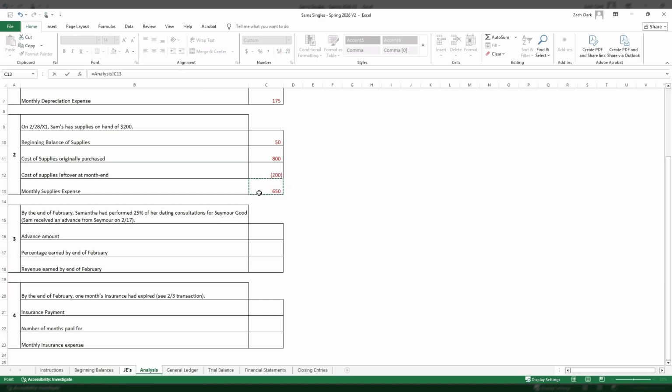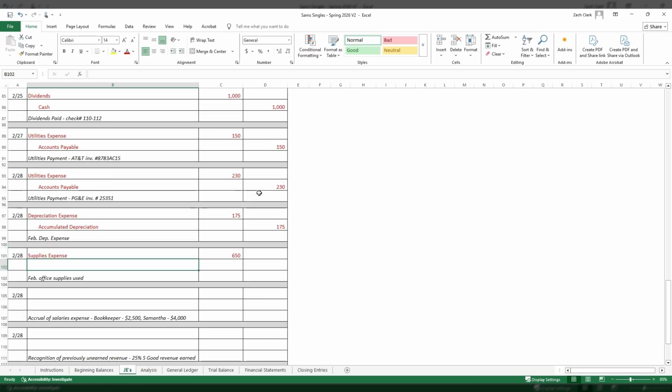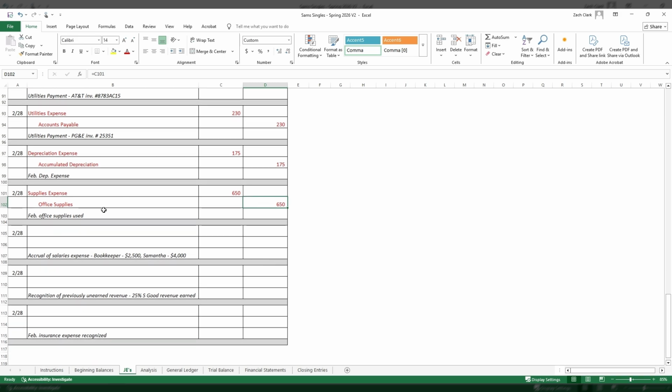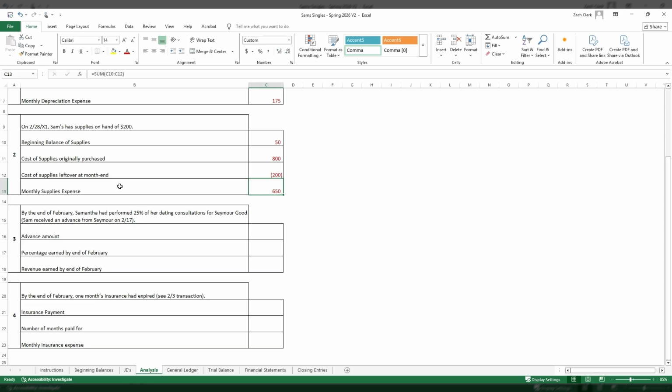We'll link to that 650, and then we're going to credit our office supplies asset account to reduce that balance down to, after this recording, which we'll see when we work on the ledger, the ending balance in office supplies then will come out to be $200 to match what we counted, essentially.